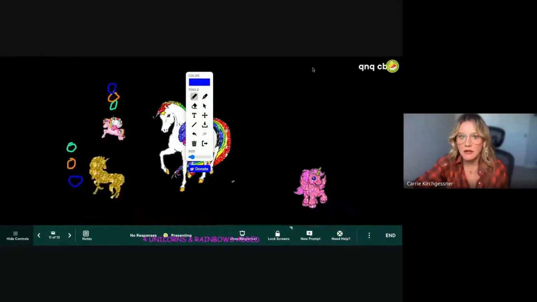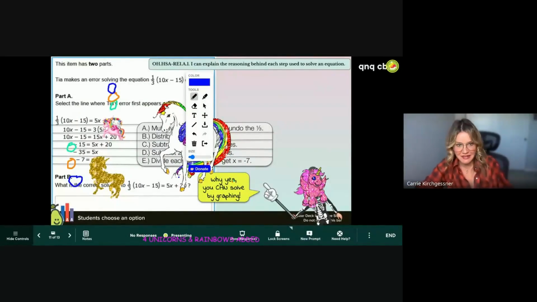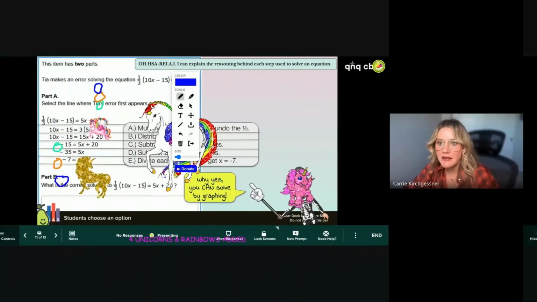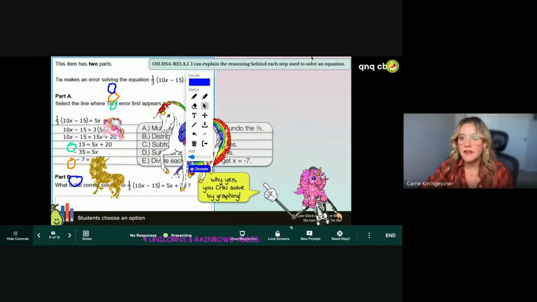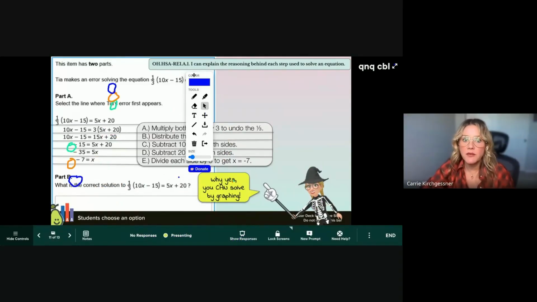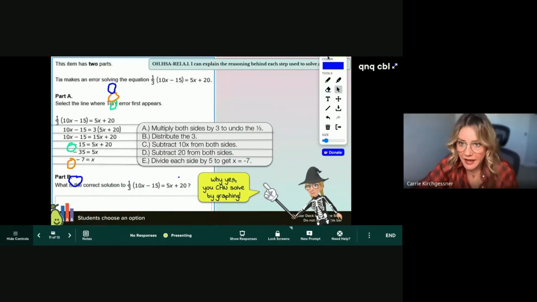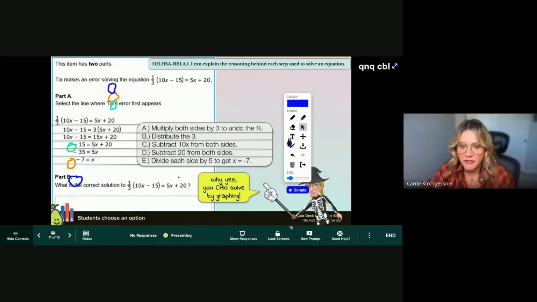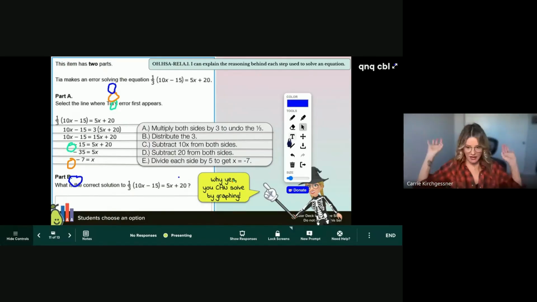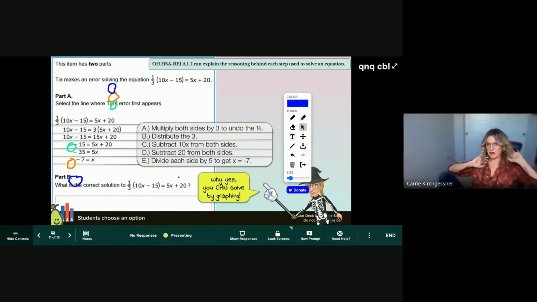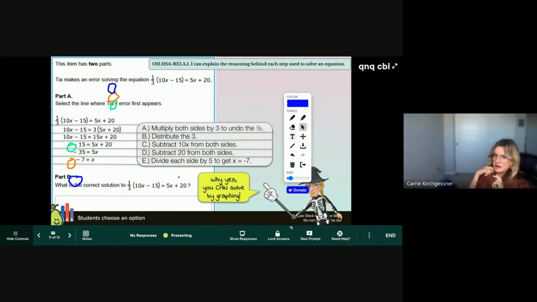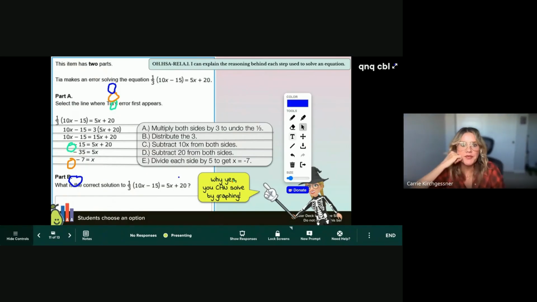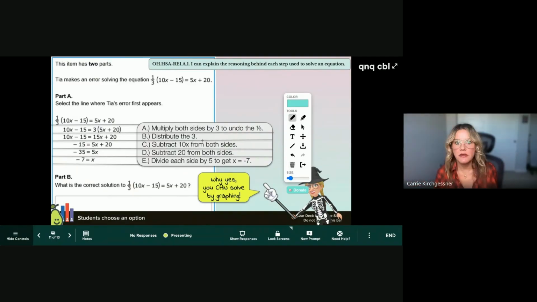Moving right along because it's now 11:17 already. Thanks, Pear Deck. Moving right along. All right, so this item has 2 parts. This one we can use the graphing calculator for. So go ahead and take a minute on this one as well. See if you can guess A, B, C, or D, and then we'll decide. Let me get rid of these annotations.